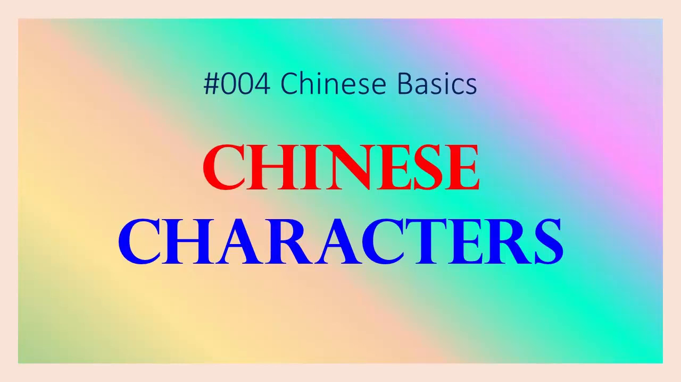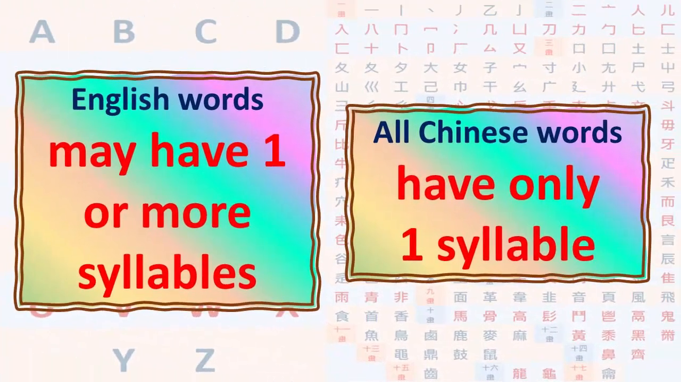In this session, we'll learn a little bit about the Chinese characters. And before we start, let us have a review from our first session, where we learned that English words may have one or more syllables, while Chinese words only have one syllable.